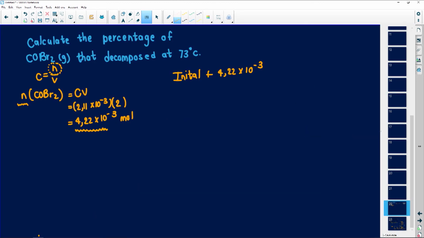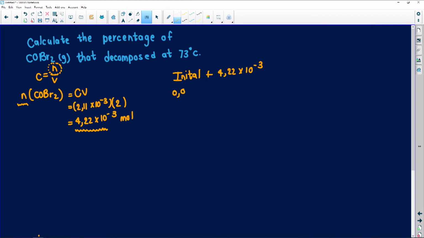So initially, we have the 0.04 moles. Now at equilibrium, we have the 4.22 times 10 to the negative 3 moles. Let's see, what do I get when I calculate these two? So I'm going to have 0.04 plus 4.22 times 10 to the negative 3. And then I get a very large number. So I get 0.044. And that is the amount of moles that was now used in the system.